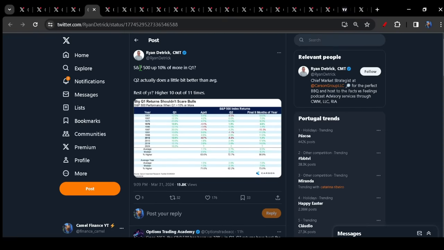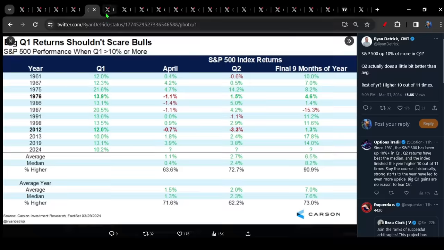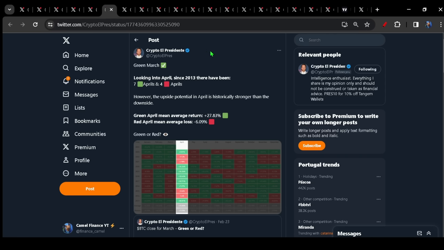Similarly, the S&P 500 up 10% or more in Q1 also tells us to expect better than expected outcomes walking forward. Q2 does a little bit better on average, and for the rest of the year was higher 10 times out of 11. Again, tells us to keep an open mind about seeing further upside walking forward.